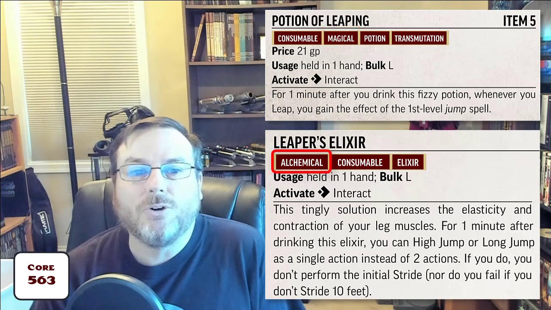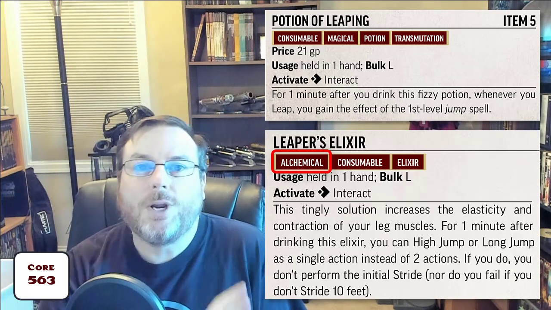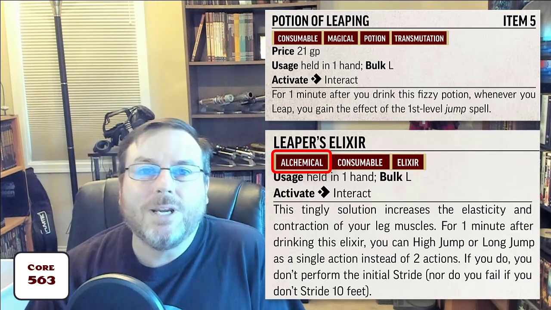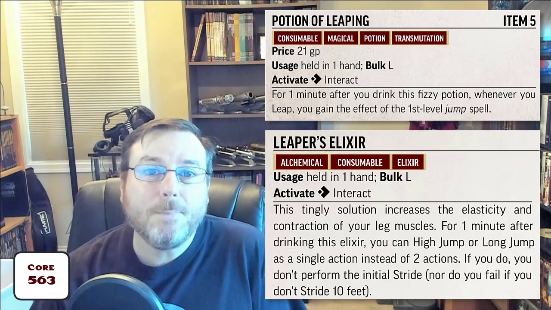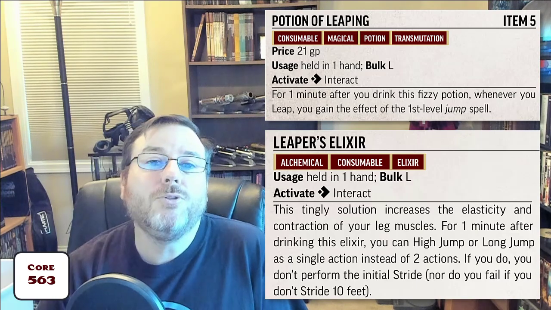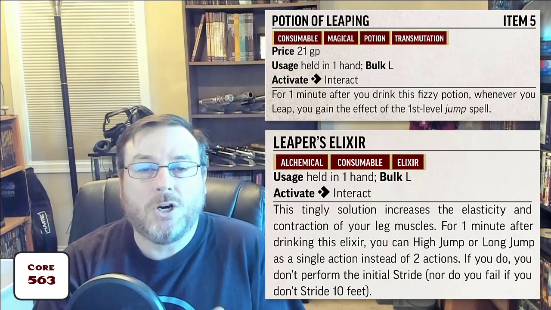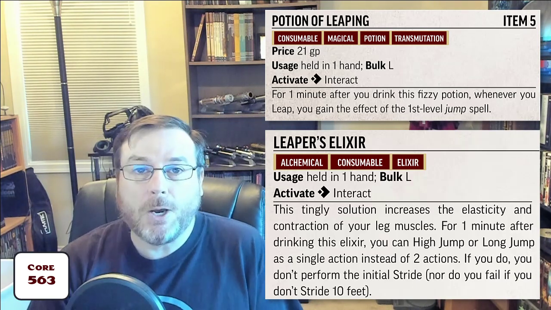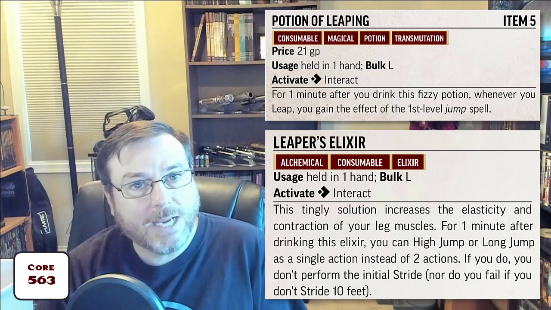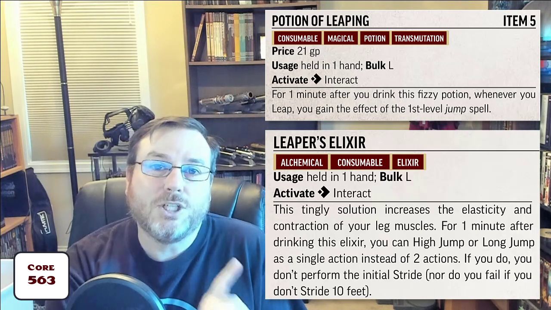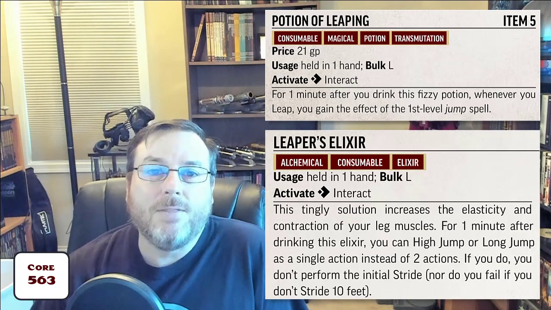A leaper's elixir has the alchemical and elixir traits, and does not have any of the 5 key traits that signal that something is magical, therefore it is not magical. So if someone drinks a potion of leaping, then for 1 minute, someone could cast Dispel Magic on that person to remove the effects of that potion, to remove the jump spell benefits from them. But if someone drinks a leaper's elixir, not magical, then you could not cast Dispel Magic on them to remove the effect that is applied by that elixir.